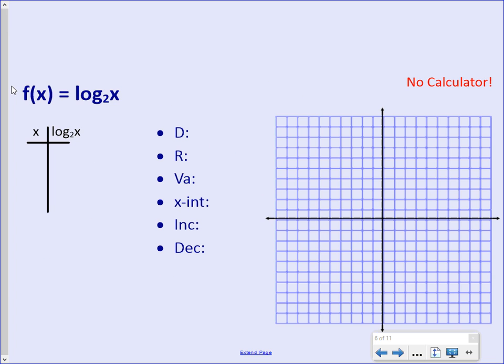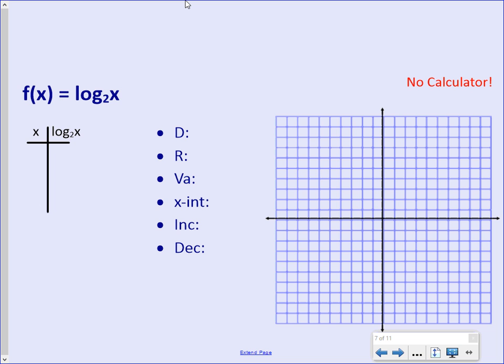Okay. Let's do an example of graphing. We'll start with a basic one. F of x equals log base 2 of x. And this would be in no calculator, so you've got to feel comfortable without a calculator. Okay, so I would start with a table of values. And remember, yesterday we did like -1, 0, and 1.